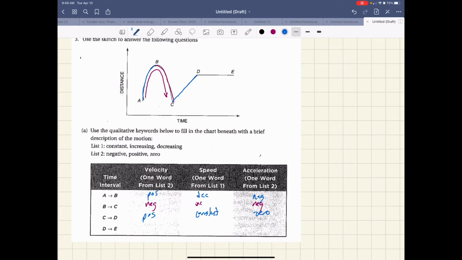From D to E. The velocity in this case is 0 because the distance is not increasing. The speed is certainly constant at 0. And if there's no speed, there's no acceleration. It's also 0. Okay.